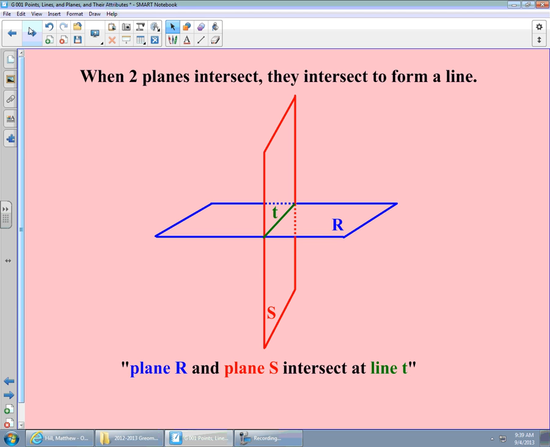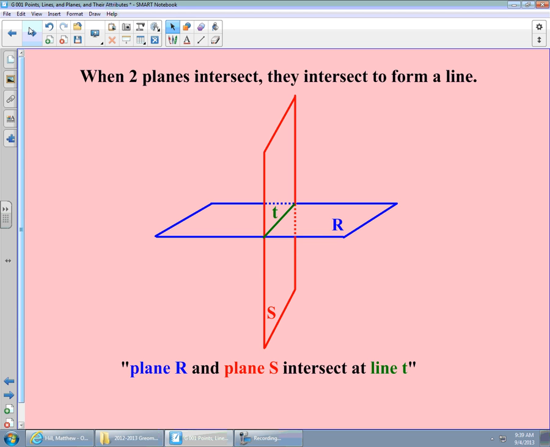But think about a plane. Does a plane stop? Does it actually have boundaries like we've drawn in here? Or does it continue infinitely in both of its directions? It does continue infinitely in both of its directions. So if plane R continues coming forward towards us and plane S also continues towards us, then that is going to make line T, the intersection, continue to come towards us as well.